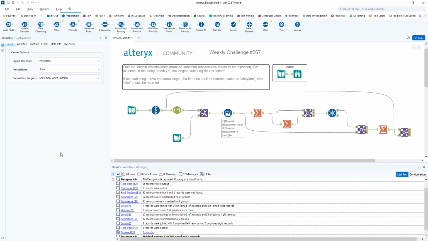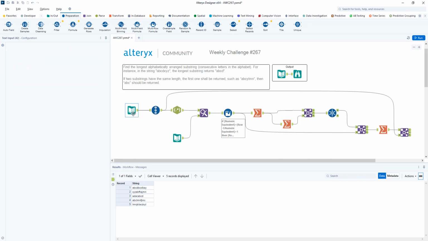Fun quick challenge this time. So we've got a list of strings. We want to find the longest consecutive substring, so like A, B, C, D, that sort of thing.